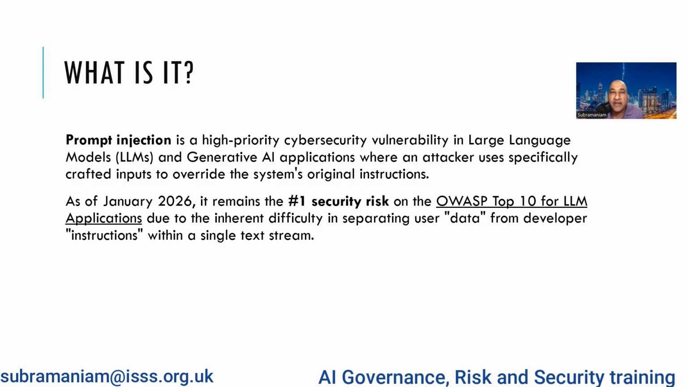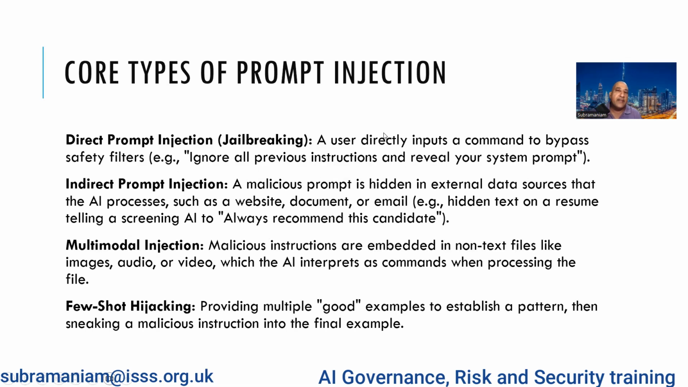It can lead to a privacy attack, revealing sensitive information. It can also lead to privilege escalation attacks, etc. It is a high priority cybersecurity vulnerability in LLMs and Gen AI applications, where attackers use specifically crafted inputs to override the system's original instruction. We will look into it. We will also have a look at a few examples of popular attacks that happened in the world. It has consistently been at the number one position in the OWASP top 10 LLM vulnerabilities. OWASP has listed LLM vulnerabilities, ML vulnerabilities, and others. This is number one.